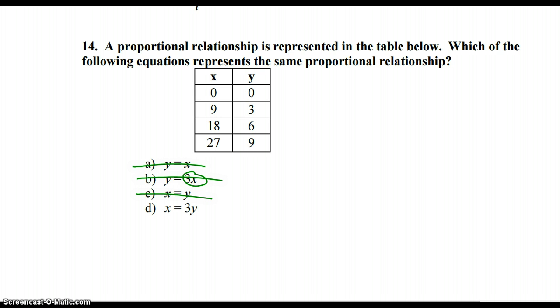If I take 3 times y, so 3 times 0 is 0, 3 times 3 is 9, 6 times 3 is 18, 9 times 3 is 27. So D is the correct answer there. You got to be careful on which one you choose there. Which one are we multiplying by 3 to get the other one?